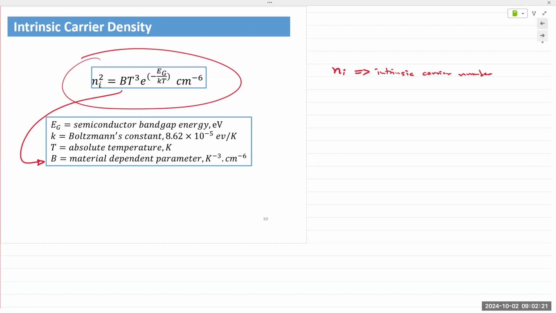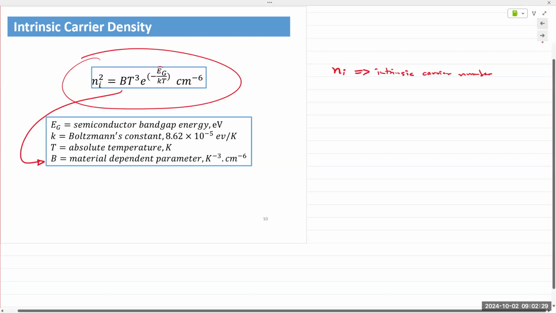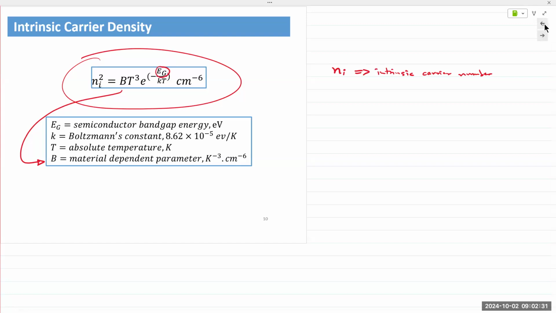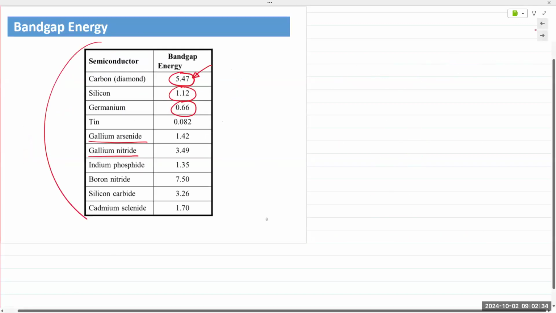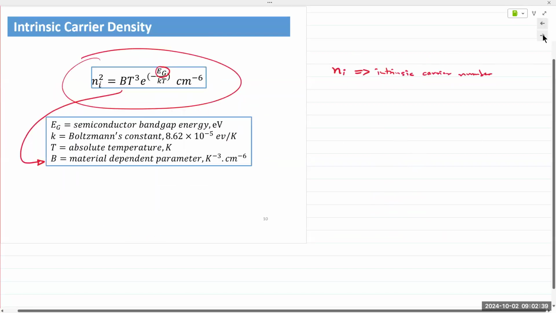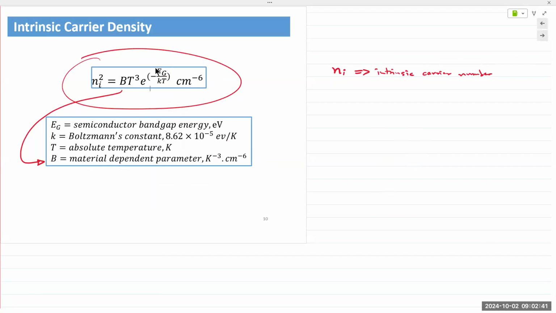Determine the intrinsic carrier number at 300K, 400K, or 200K. So you have B, you have T, and then you have the EG levels from the table in the previous slide. You have the EG levels right here, the band gap. And then kT: k is Boltzmann's constant, which is already a known number, and T again is the temperature. That gives you the intrinsic carrier concentration.